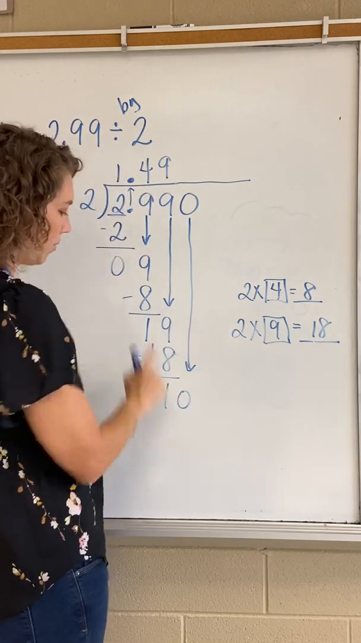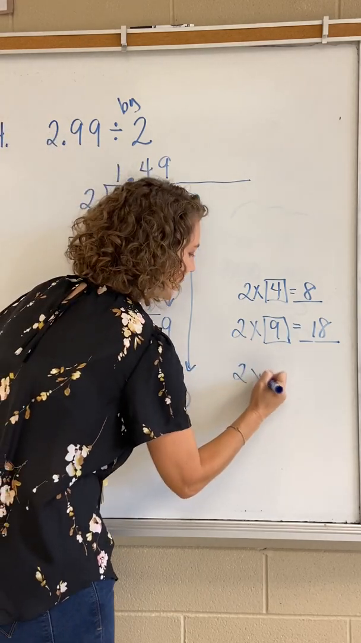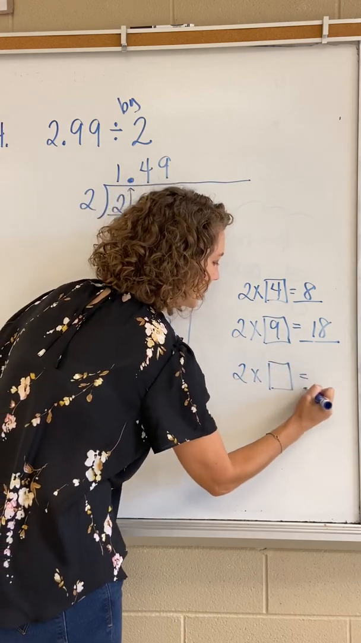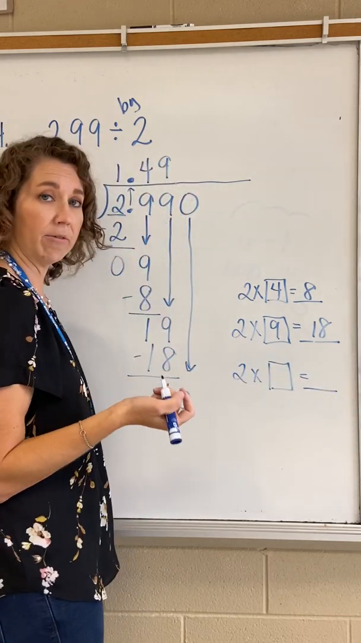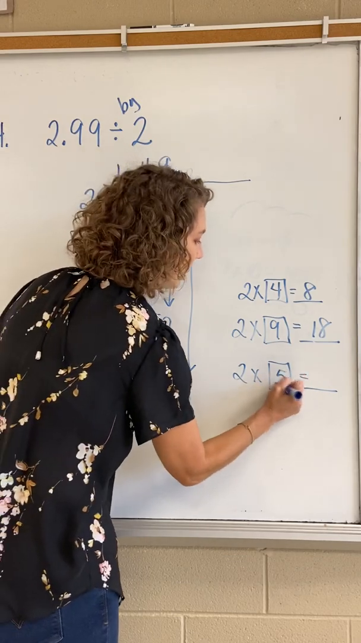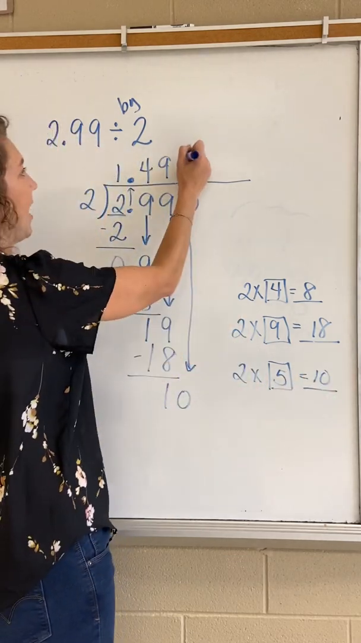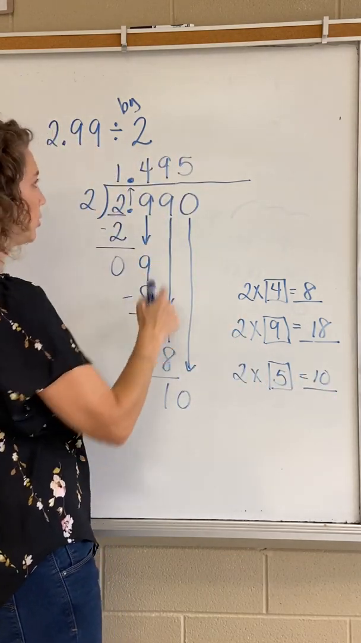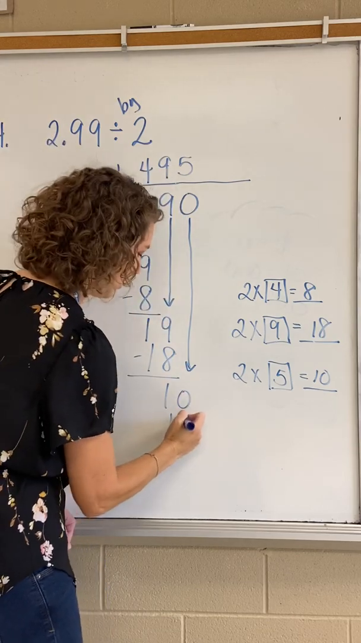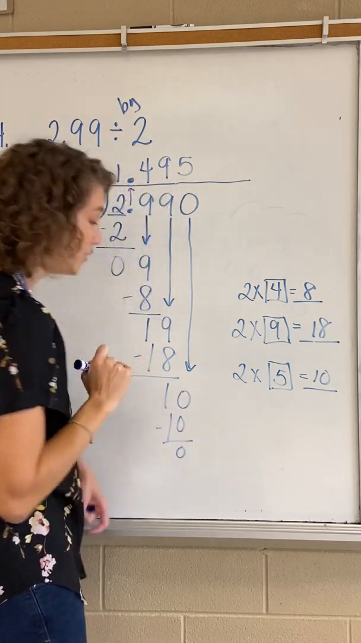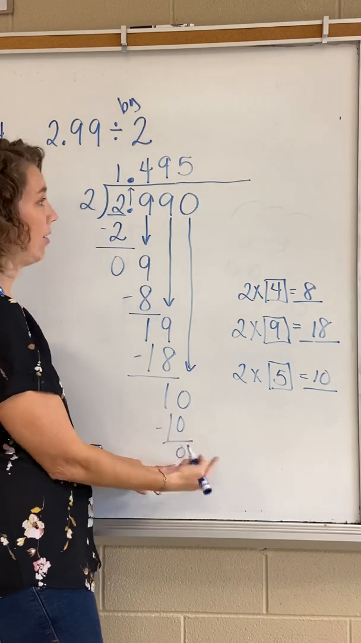Now, 2 goes into 10. Here's my think box. 2 times what is as close as I can get to 10 without going over? Well, 2 times 5 is 10. So I can do 5 groups and then multiply 5 groups of 2, and that's 10. And I'm done with my math problem. It all closed out down here with that 0.